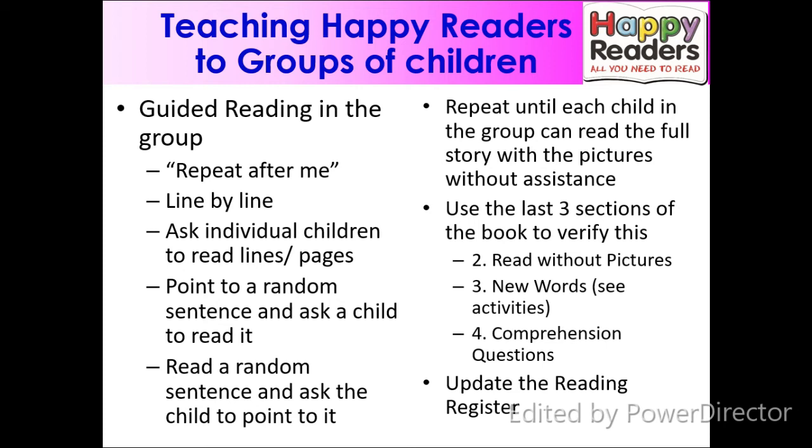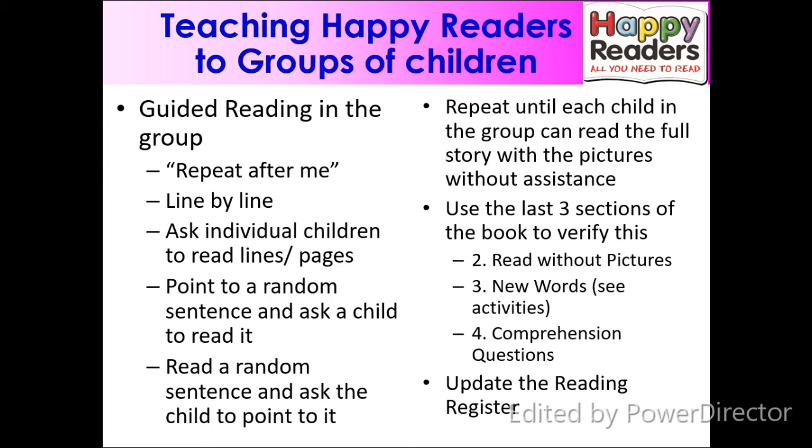And then we use the last 3 sections of the book to verify this. We have a section of reading without the pictures that we saw earlier. A child should now be able to read the text on page 25 without the pictures and be able to read it correctly. We then need to ensure they recognize the new words out of context of the story, and there's a number of activities that we do to enhance and reinforce this and make it fun. We'll be looking at some of those activities in the next section.